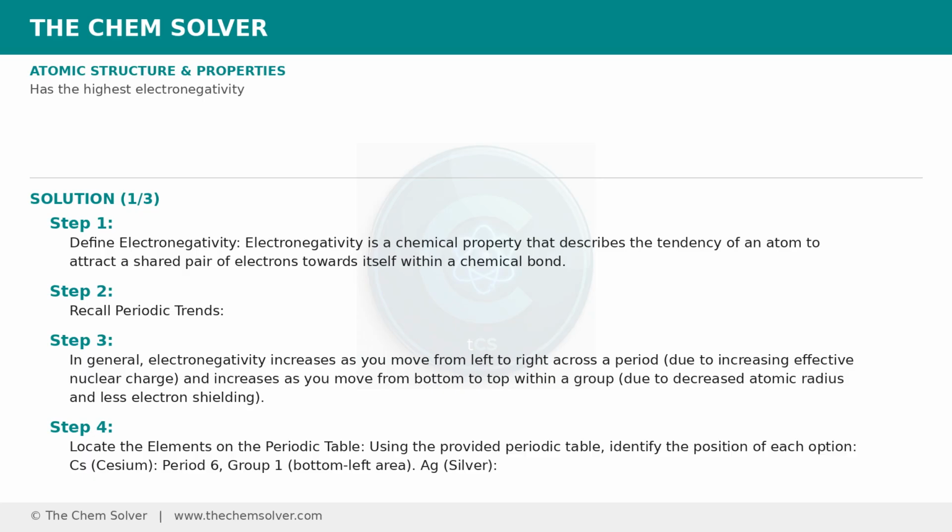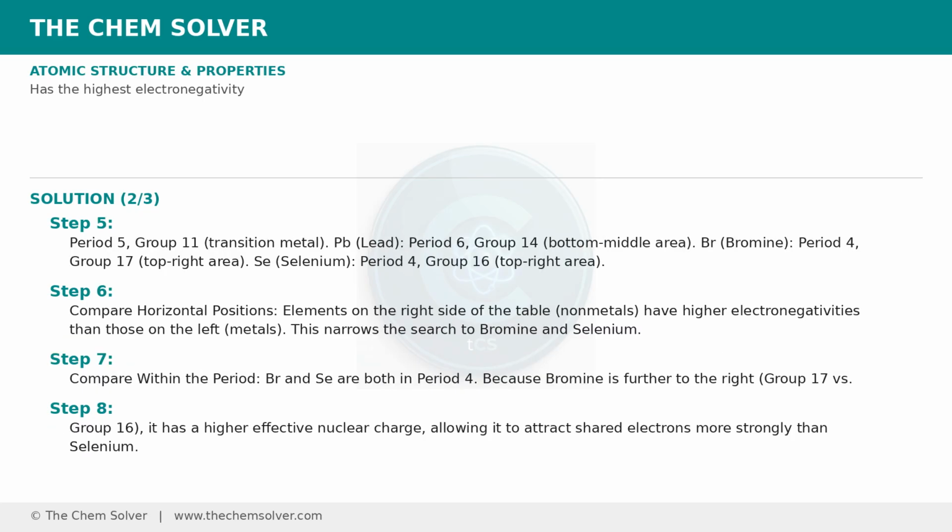Using the provided periodic table, identify the position of each option. Cs, cesium: period 6, group 1, bottom left area. Ag, silver: period 5, group 11, transition metal.